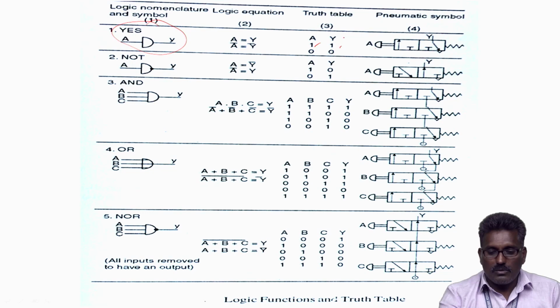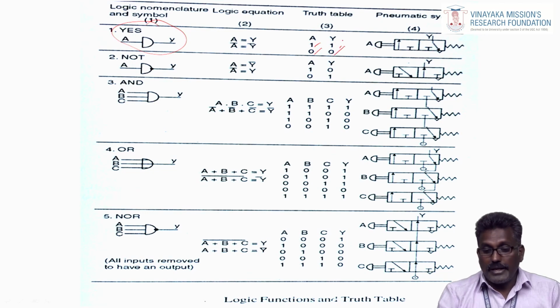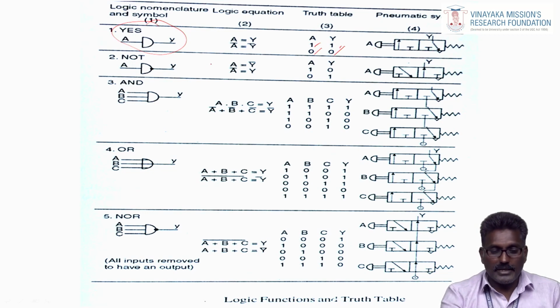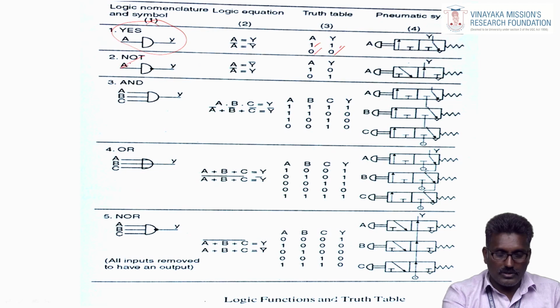So here, you press this button A, the output is 1. If you do not press this button, there is no output, so the output is also 0. It is the YES function.